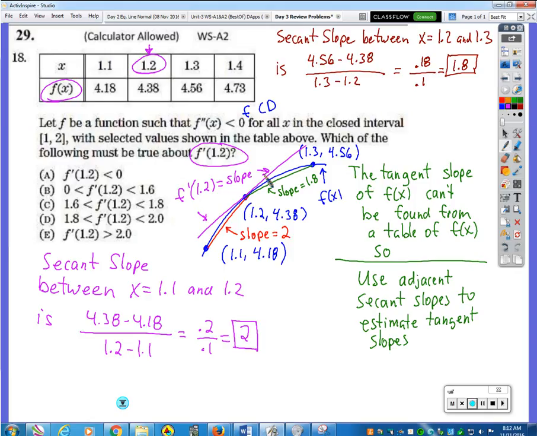Okay? Does it make sense that the slope of that line must be something that is, let's see, it's got to be more than 1.8, because there's definitely more positive than 1.8, and it's got to be less than 2 because it's definitely not as positive as 2. Show me 1 or 2 if that made sense.